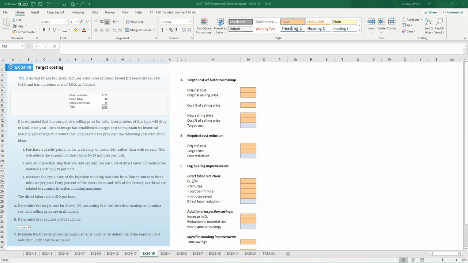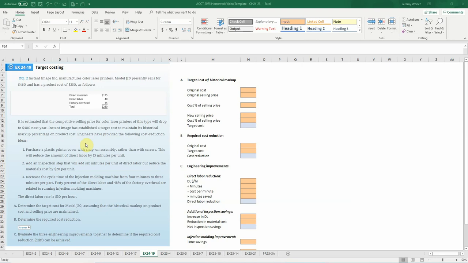In this one, we have Instant Image, which manufactures color laser printers that sell for $460 and have a cost of $230. And then they give us the detail on how they come up with that product cost. Then it says that the market's getting competitive, and they think next year that price is going to drop from $460 down to $400 per unit. But they want to maintain their historical profit margins, so they're going to have to lower their costs in order to meet that. So they came up with 3 ideas in order to reduce their cost.